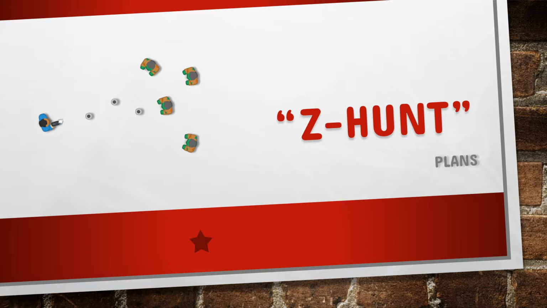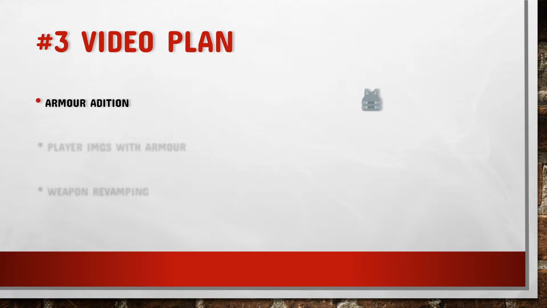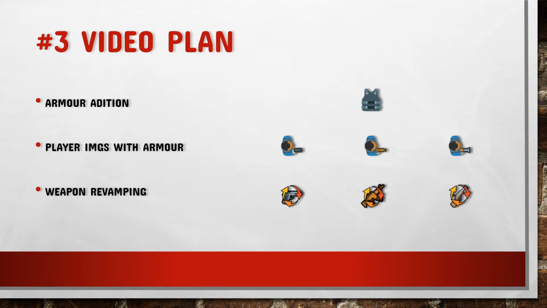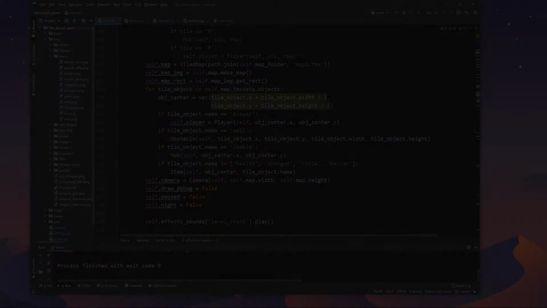In this part I'll be adding Armour along with the player images with Armour, so we can easily see whether the player is carrying Armour or not, and Armour will protect us from all of the mobs. And also I'll add weapon revamping. So we'll have three categories of weapons: pistol, rifles and shotguns, and we can switch between them. And yeah, without further ado, let's get right into this video.